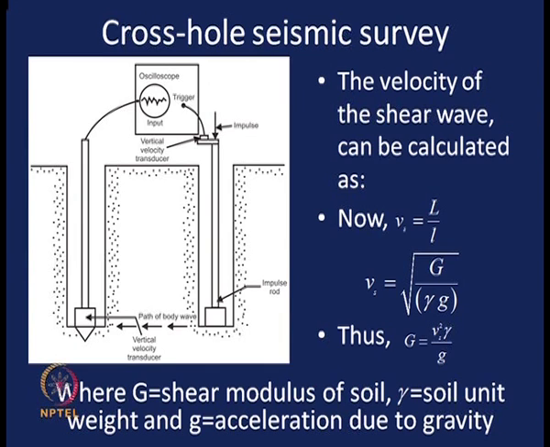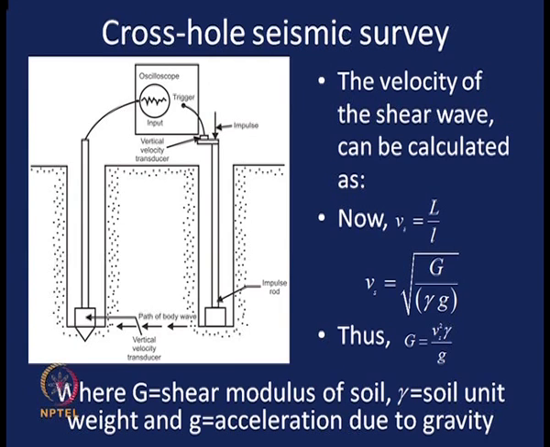Suppose the distance between the vertical impulse point where the shear wave is generated and the point where the wave is recorded is L. If we measure the time T required for the wave to travel from the source point to the receiver point, then we can determine the velocity of the shear wave: V equals L by T. In this way we can determine the shear wave velocity for any layer within the soil.